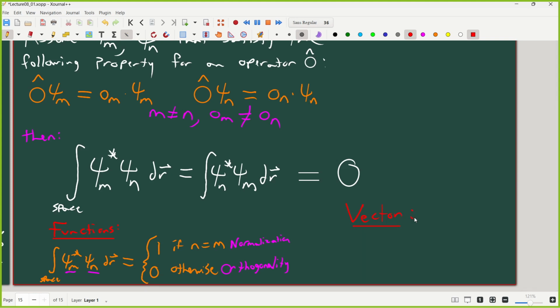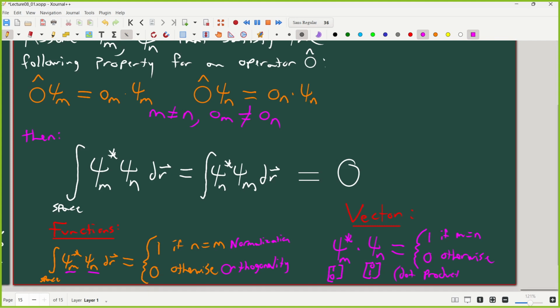What's the equivalent of this integral? Well, the dot product. So we'll have two vectors, psi m star dotted with psi n. You can think of this one as 1, 0, and this one as 0, 1, for instance. You have two different vectors, and the dot product is 1 if m is equal to n and 0 otherwise. This is the dot product.